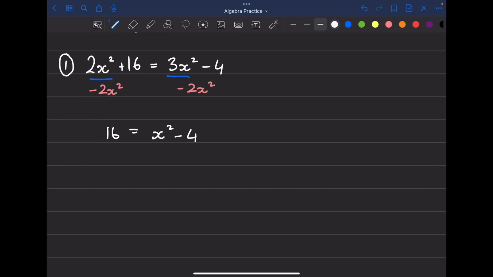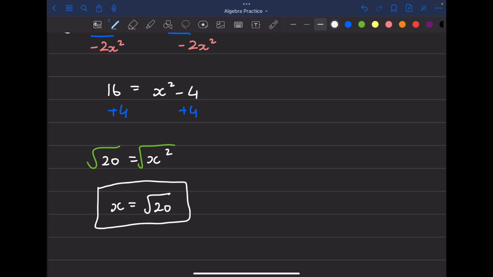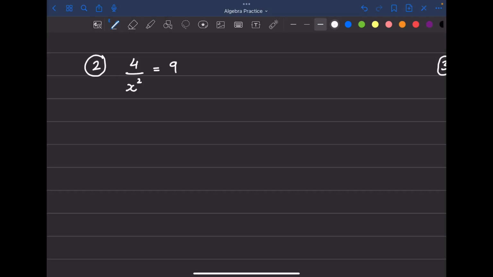And now we're almost done. Add 4 to both sides. We get that 10 is equal to x squared. And then the opposite operation of a square is a square root, so we can do that. And then we get that x is equal to the square root of 10. And we're done. Since this is not a perfect square, this would be a very valid answer to leave it as. We don't need to simplify any more.